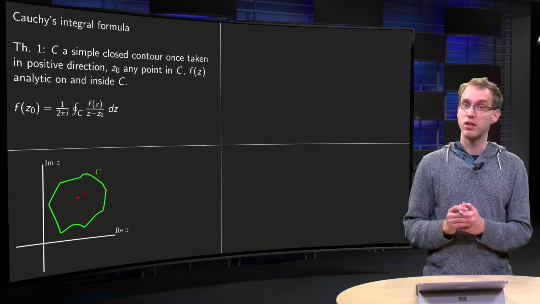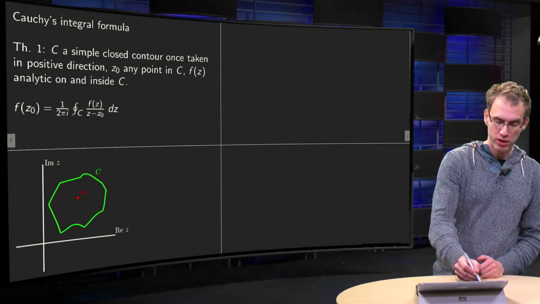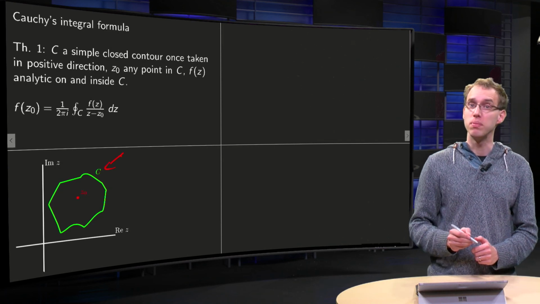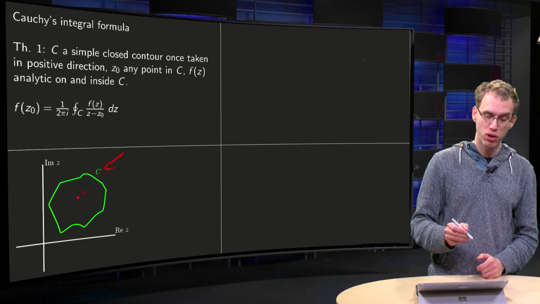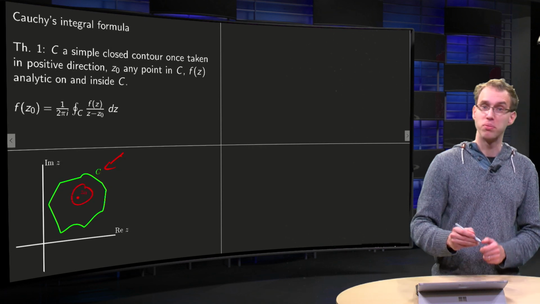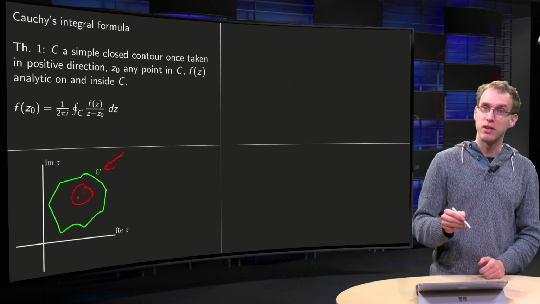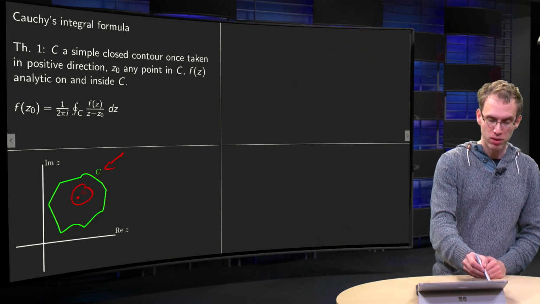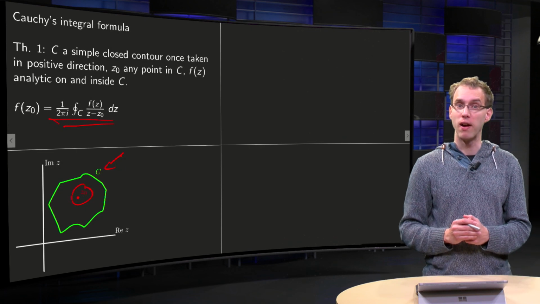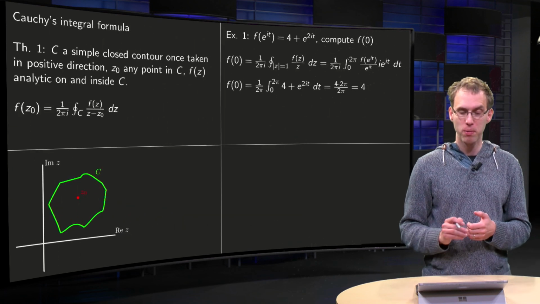So, let's take a look at the picture. We have our C, a simple closed curve, our z0 somewhere inside C, and then we can compute our f of z0 using this Cauchy's integral formula. So let's do an example.